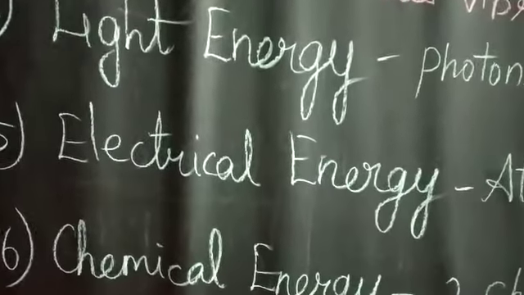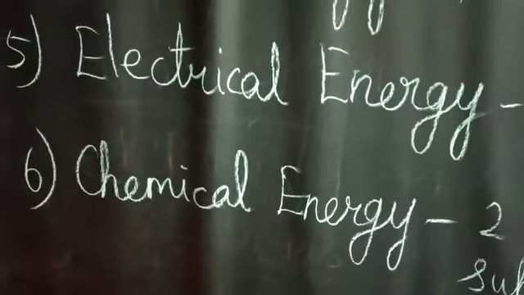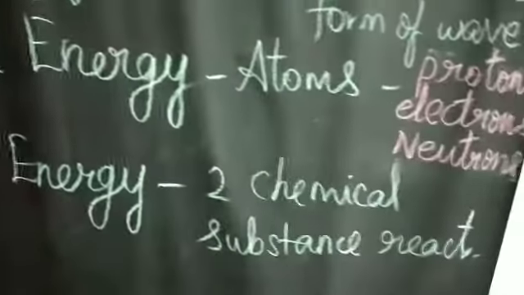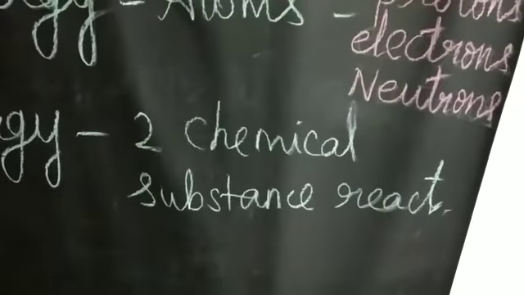Next is chemical energy. Chemical energy happens because of the reaction between two chemicals. So that is chemical energy.